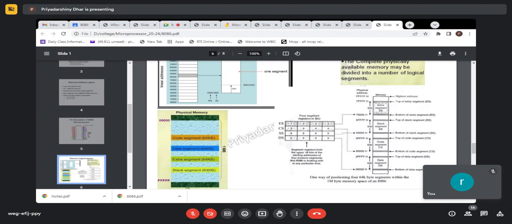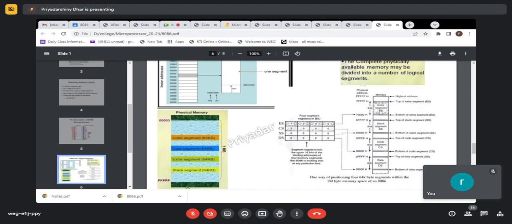The data segment memory location only stores the data. Now, what is memory? Memory basically consists of registers, and registers consist of flip-flops. So we have a data segment register, a code segment register, a stack segment register, and an extra segment register.